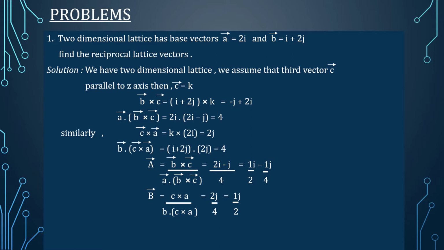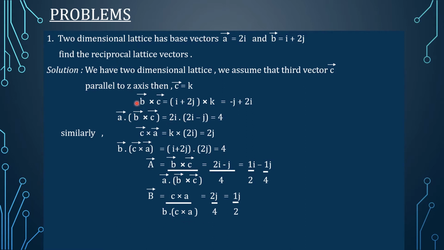We have a two-dimensional lattice and we assume that the third vector C is parallel to the z-axis, then C equal to k cap. So we know the equation for reciprocal lattice vectors: A equal to B cross C divided by A dot B cross C, and B equal to C cross A divided by B dot C cross A.